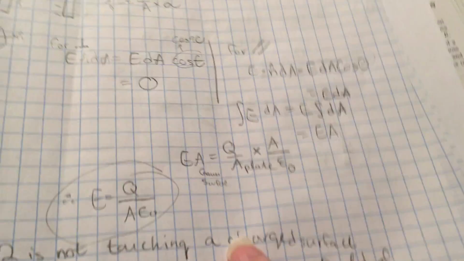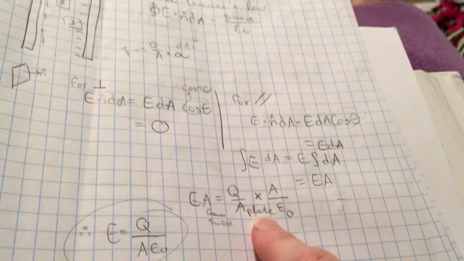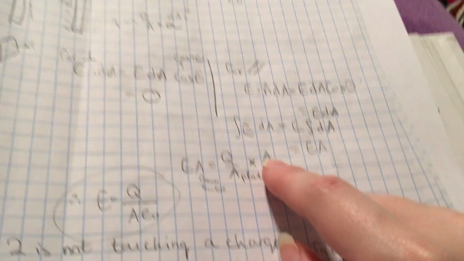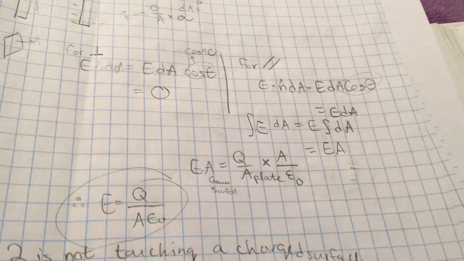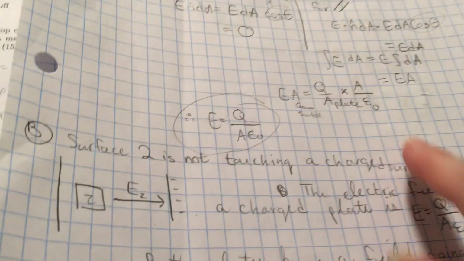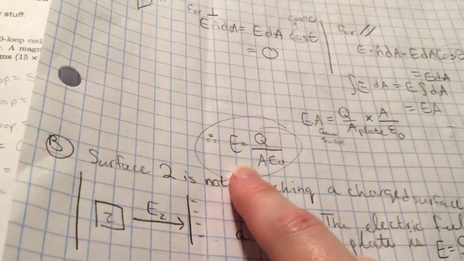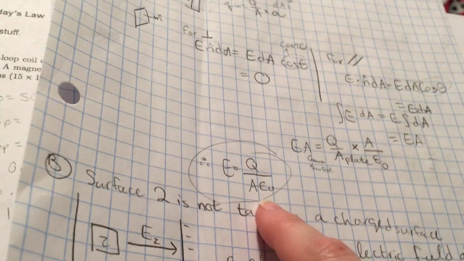So then you have EA is equal to all of this, and you have Q over A of your plate times A over epsilon naught, which gives me that. So then I simplify, and that gives me E is equal to Q over A times epsilon naught.